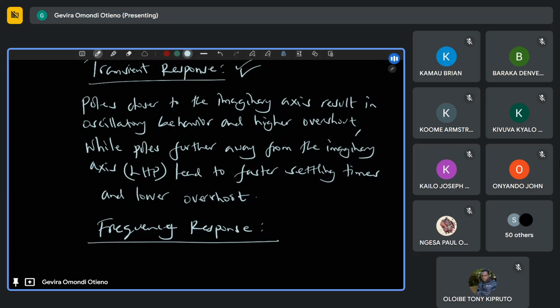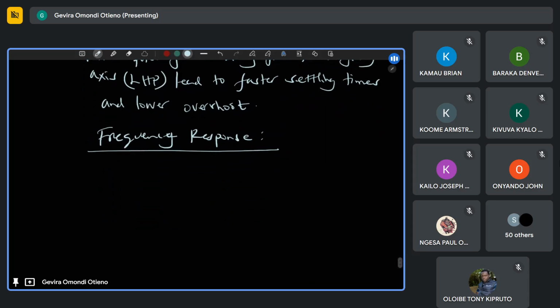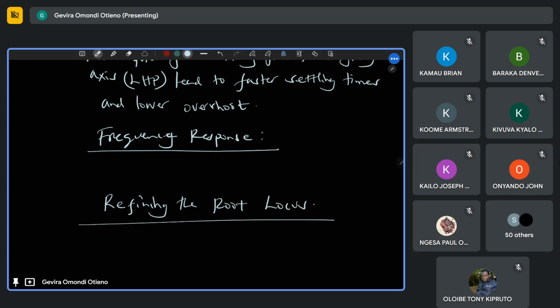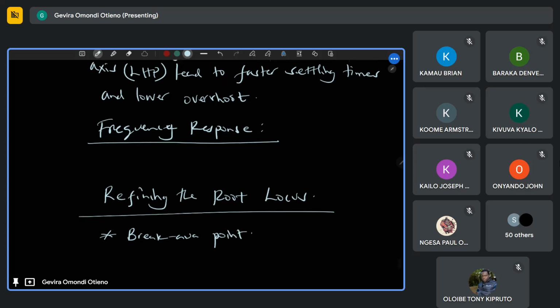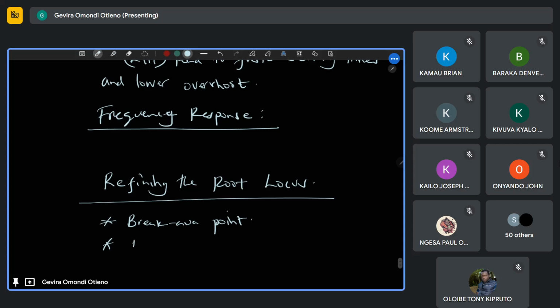Because now I will end the class and say that in the next class, I expect that you read the notes on, how is it titled? I think it's titled refining the root locus. So here I need you to go and study on the breakaway points and how to determine it. Please go and study that, because I will assume a lot of things because you already have the notes.